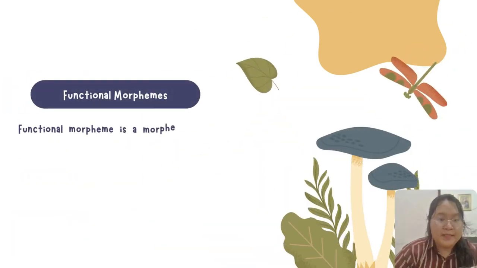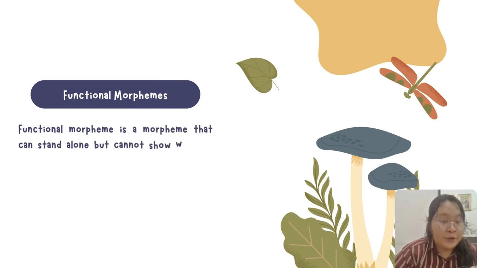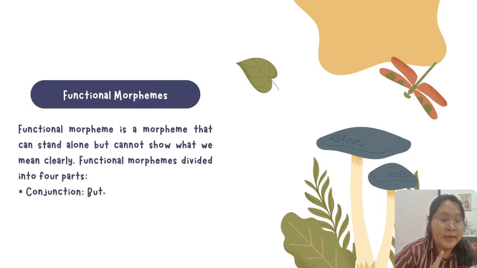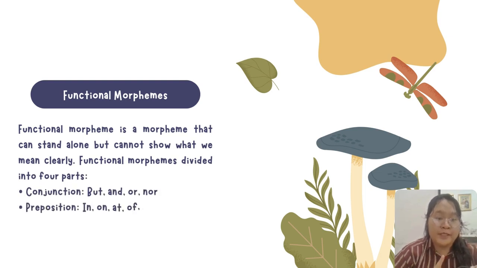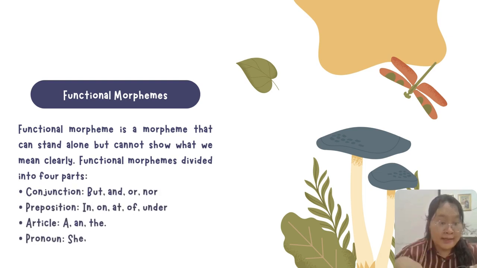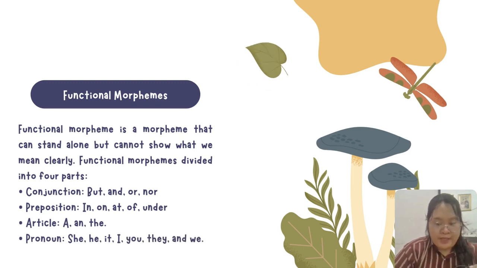Functional morphemes are morphemes that can stand alone but cannot show what we mean clearly. Functional morphemes are divided into four parts. First, conjunctions: but, and, or, nor. Prepositions: in, on, at, of, under. Articles: a, and the. Pronouns: she, it, I, you, and we.